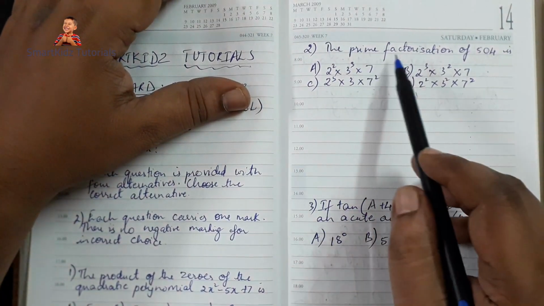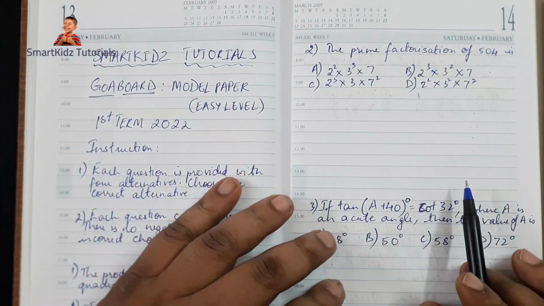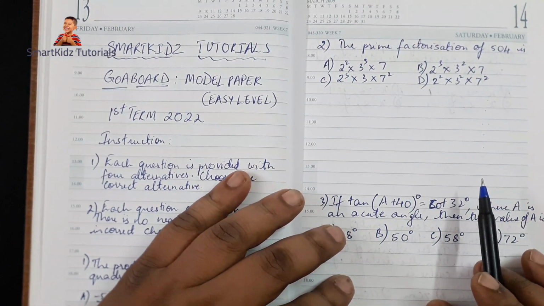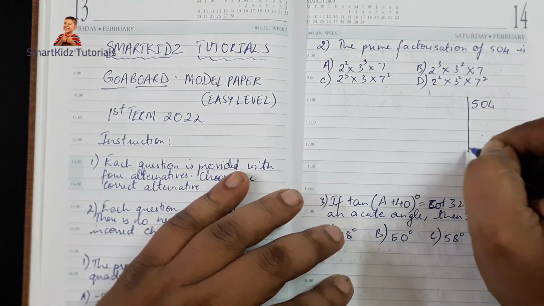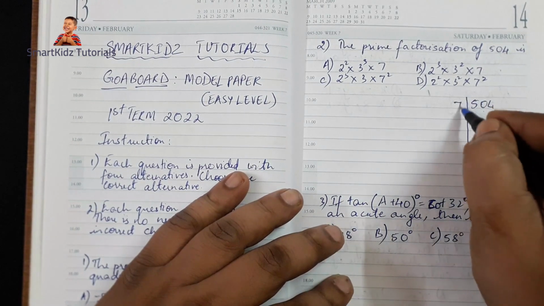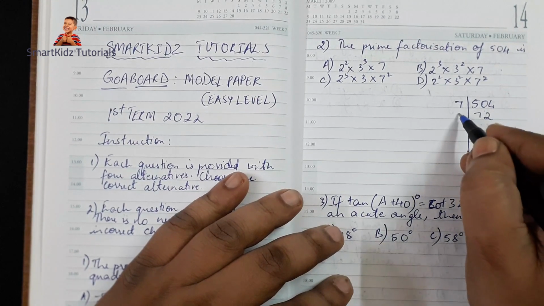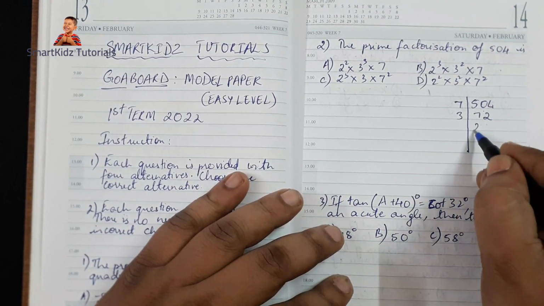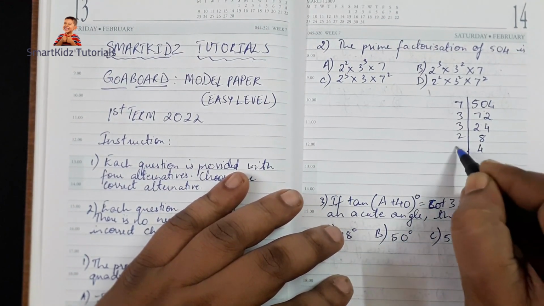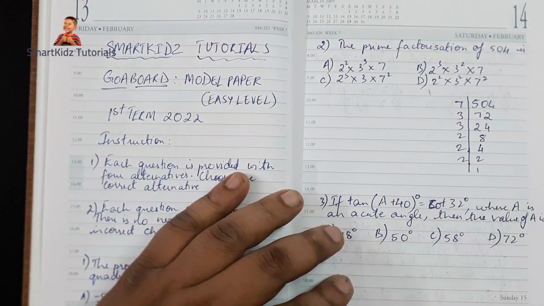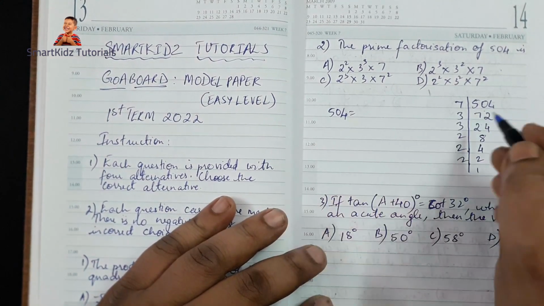The second question: the prime factorization of 504 is one of these. So we'll have to factorize to find out what the prime factors of 504 are. Take over here and give the 7 times table. 7 sevens are 49, carry 1, 14. 7 twos are 14. Then the 3 times table: 3 twos are 6, 3 fours are 12, 3 eights are 24, 2 fours are 8, 2 twos are 4, 1. Okay, so right over here 504 equals 7.